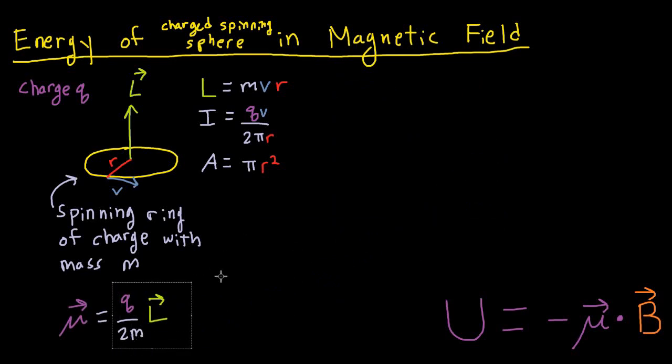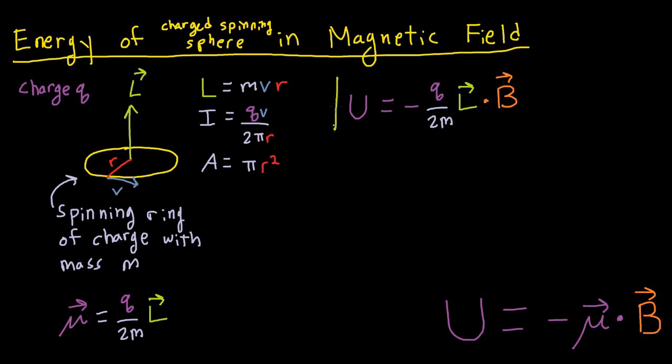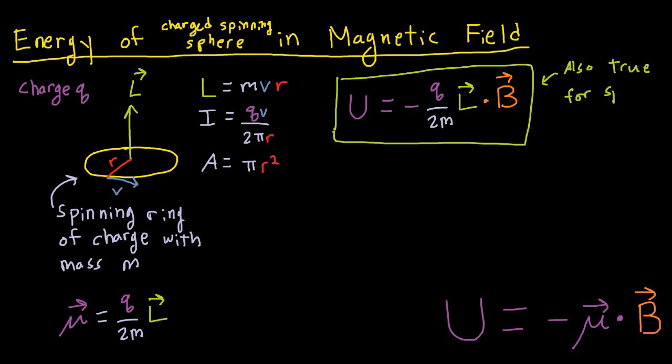So, okay, from this expression for U here, we can see that for the spinning ring of charge, U is equal to negative Q over 2m L dot the magnetic field, the external magnetic field B. Now, the good thing about this expression we've derived here is that it turns out that it is also true for a spinning sphere of charge.